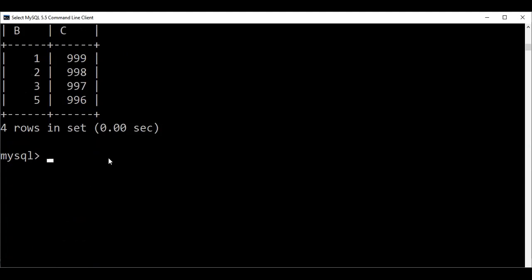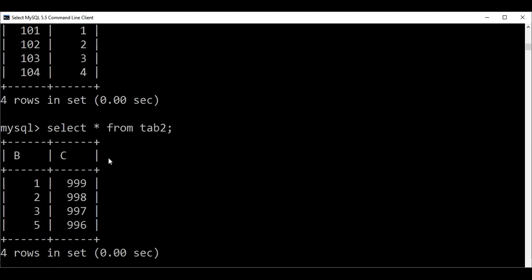Left outer join will give me all combinations. 101 is combining with 1, so it will give 101, 1, 999. 102, 2, 998. 103 is combining with 3, so 3 combines with 997. 104 is combining with 4, but 4 has no combination. If I apply inner join here, it will give me 101, 1, 999, 102, 2, 998, 103, 3, 997. So 3 rows from the left side, and from the right side also 3 rows for inner join, but outer join will give more.